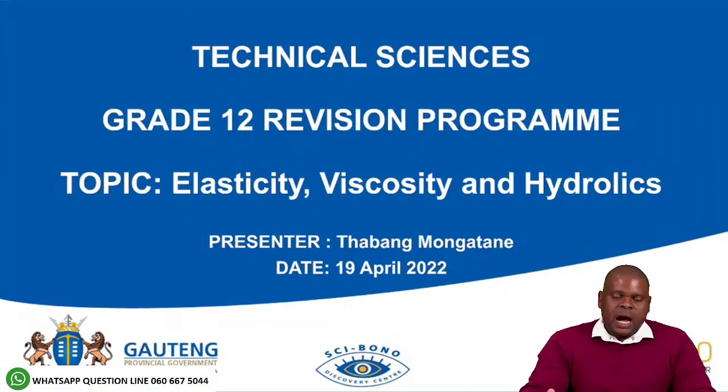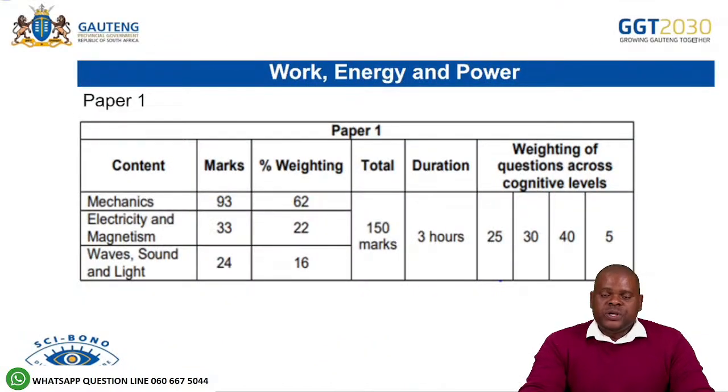We said mechanics is 93 marks and which weighs 62%, and electricity and magnetism is 33 marks, which weighs 22%. Wave, sound, and light is 24 marks, which weighs 16% of the whole paper. And the total of the paper is 150 marks, and the duration is 3 hours.